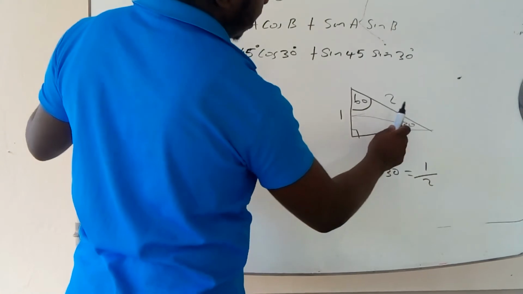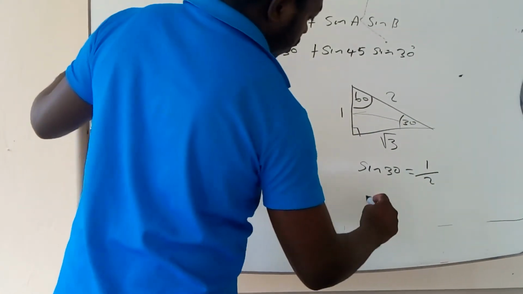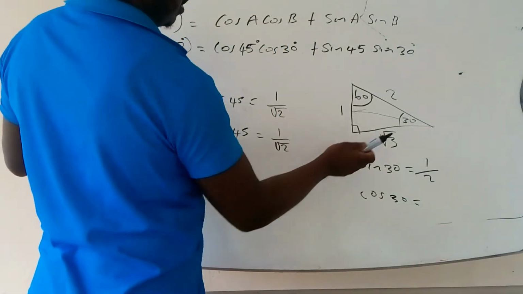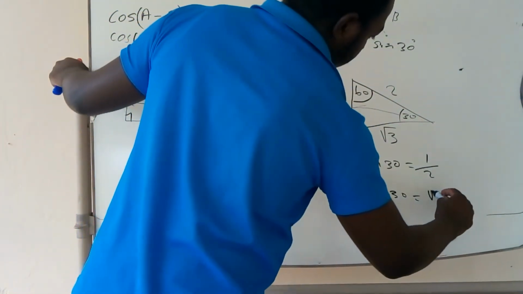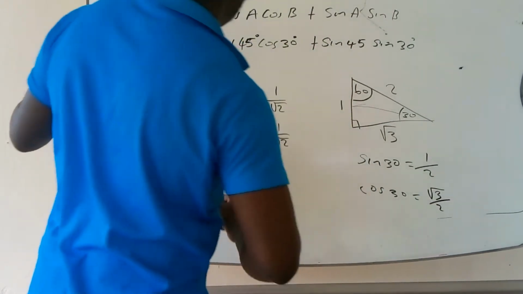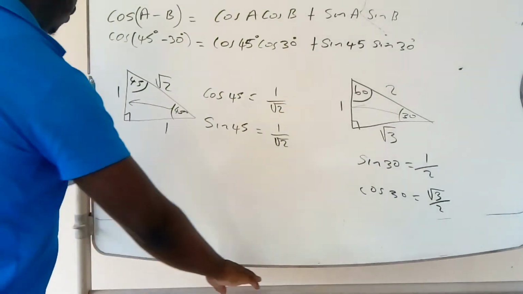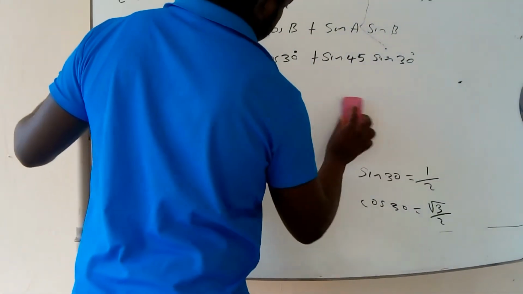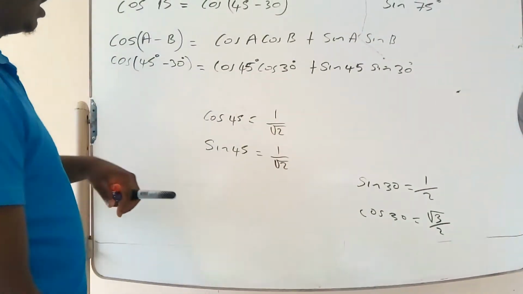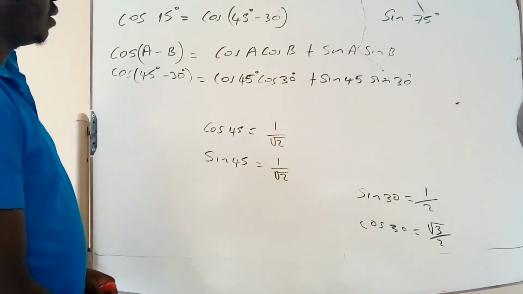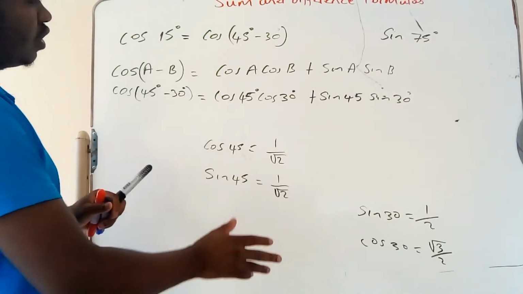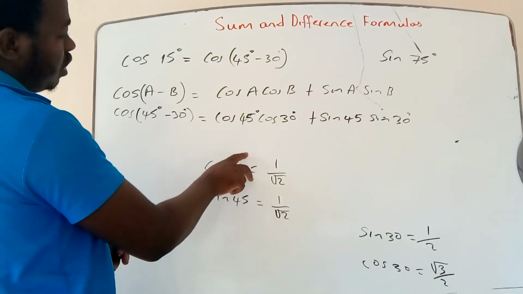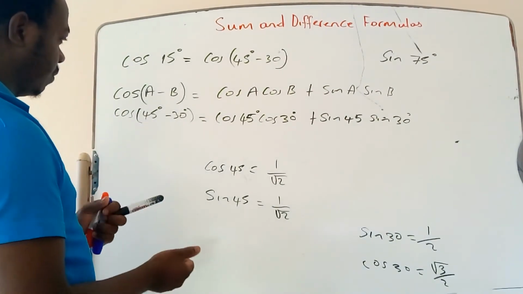Cos has to do with the adjacent, which is this side. So cos 30 is just root 3 over 2. So that's all the information that we need. All we need to do is to just sub in these values that we know. And by the way, you are expected to recall these naturally, but if you can't, just remember the triangle. That will help you. All you need to do is replace these values in this formula and solve it.